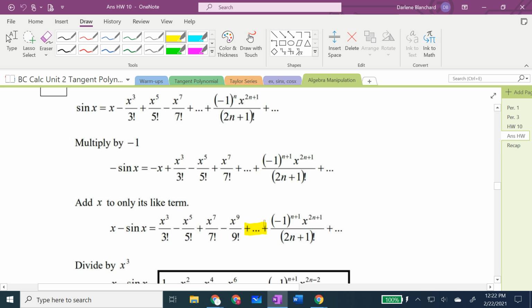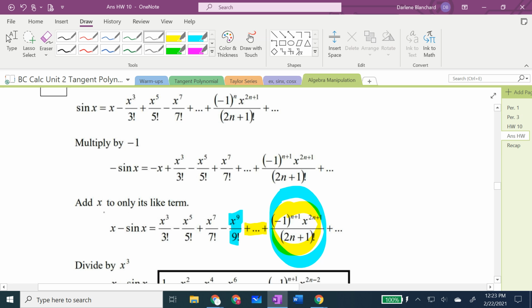When you put plus ... and a formula, that formula is basically saying the pattern you're seeing right before that plus ... is continuing. That's all it's saying. It's not saying this formula works for all n values that are whole numbers. It's basically saying this pattern continues in this manner.